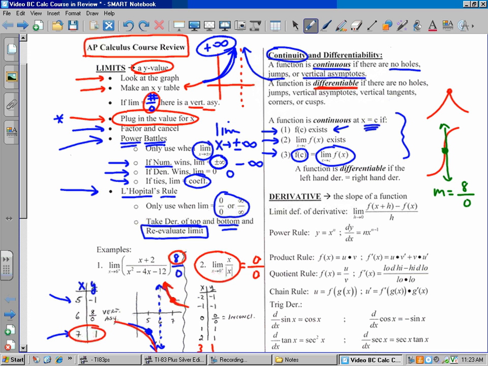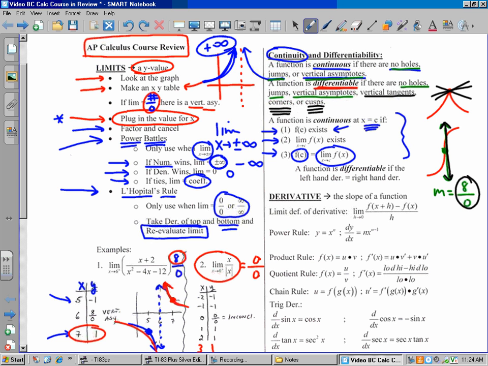So in order for a function to be differentiable, there's 6 things that have to happen. You can't have any holes, you can't have any jumps, you can't have any vertical asymptotes. Those are the same 3 things for continuity. But also, you can't have any vertical tangents. That's this right here, right? The slope can't be undefined. You can't have any corners, and you can't have any cusps, right? Or else there's a gazillion tangent lines you could draw, and which is the slope?